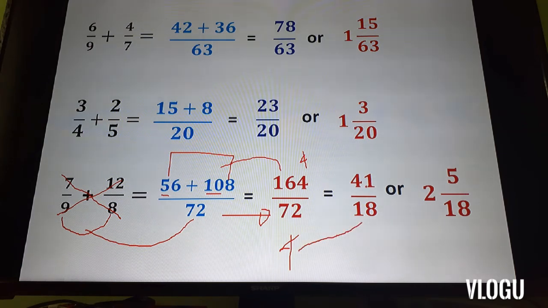Now, since 41 over 18 is an improper fraction, we have to write our answer in mixed form. And thus, we have to divide 41 by 18. That would give us 2 and 5 over 18. That would be our final answer.